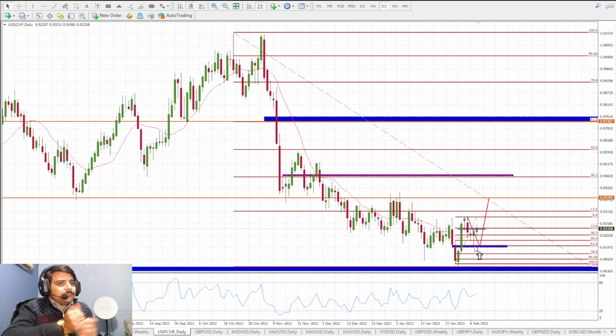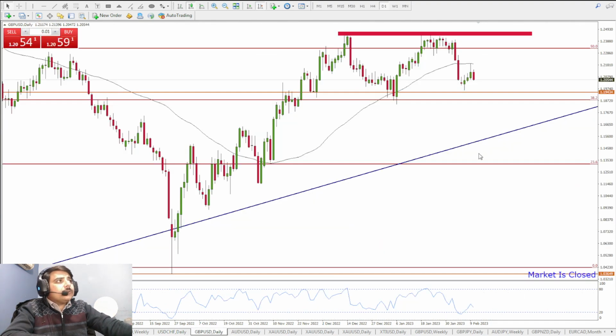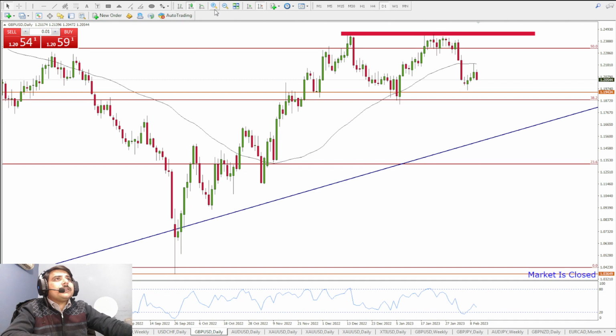So Swiss franc, obviously, 9379. There was one other setup, I think, on pound dollar, which I was about to trade.